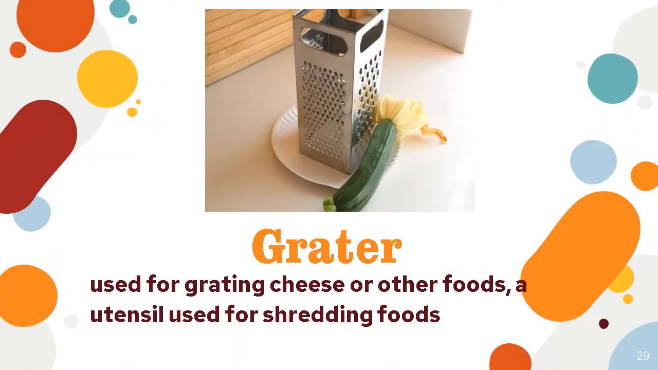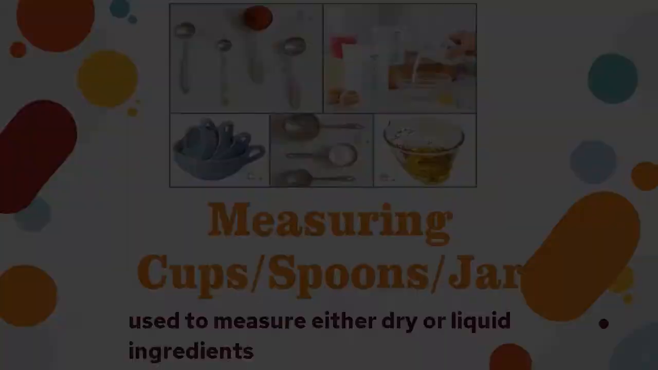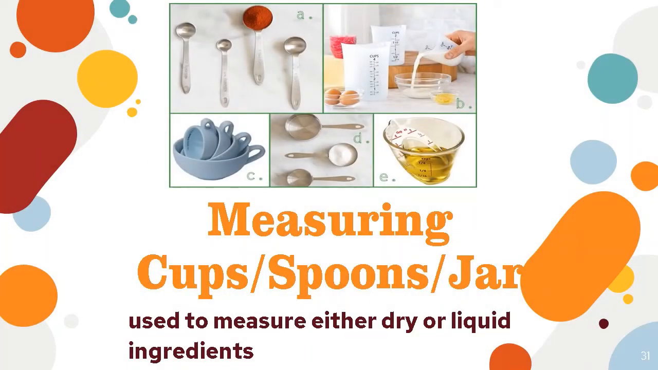A grater is a utensil used for shredding foods like cheese or other foods. Ladle is a type of serving spoon used for soup, stew, or other foods. Measuring cups, spoons, and jar. They are used to measure either dry or liquid ingredients.